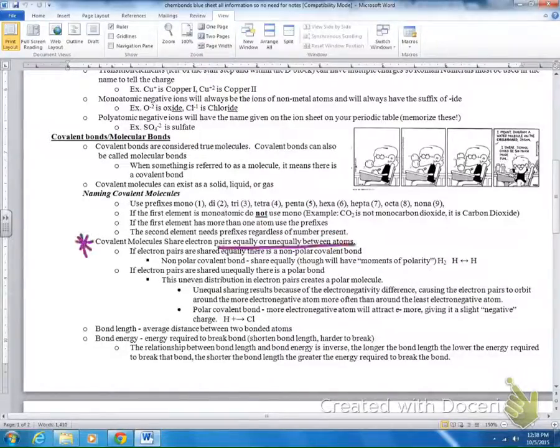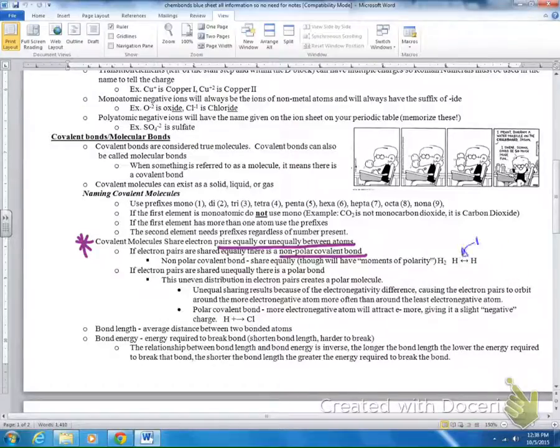Here's some more basic notes on covalent molecules, and this is specifically referencing bond type. So covalent molecules share electron pairs equally or unequally between atoms. If electron pairs are shared equally, it's called a nonpolar covalent bond. We will reference the electronegativity periodic table, the bright yellow sheet, and be able to look at the electronegativity values for atoms. And if that value is from 0 to 0.3, we say that it is a nonpolar covalent bond. That nonpolar covalent bond means that those electrons are shared equally throughout the molecule.